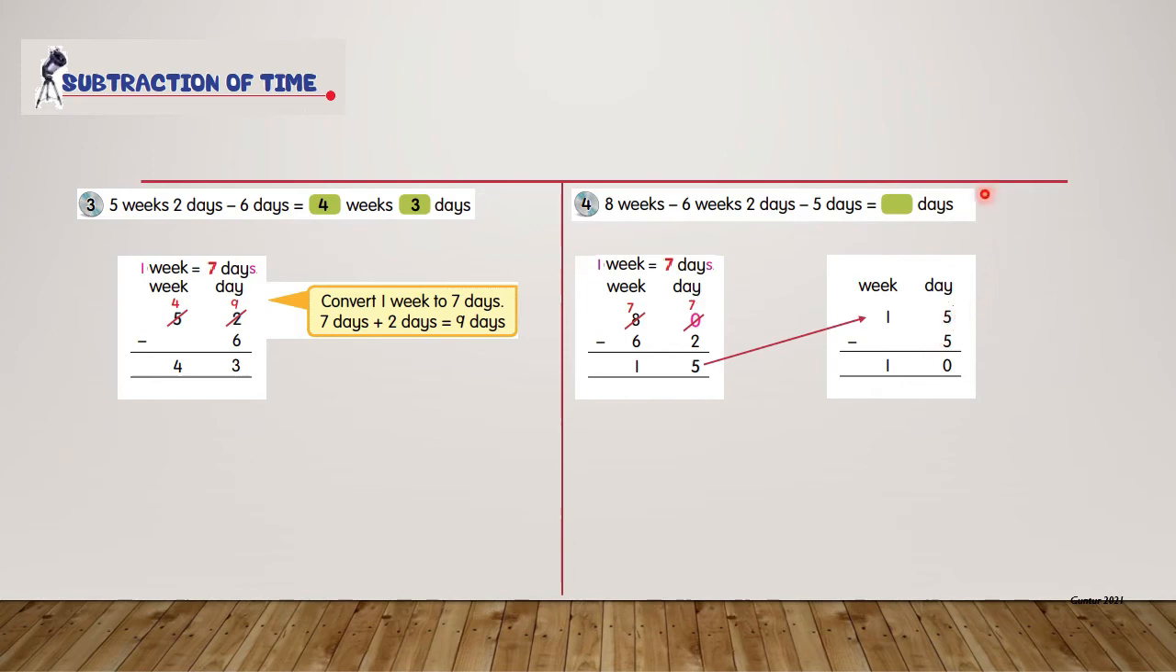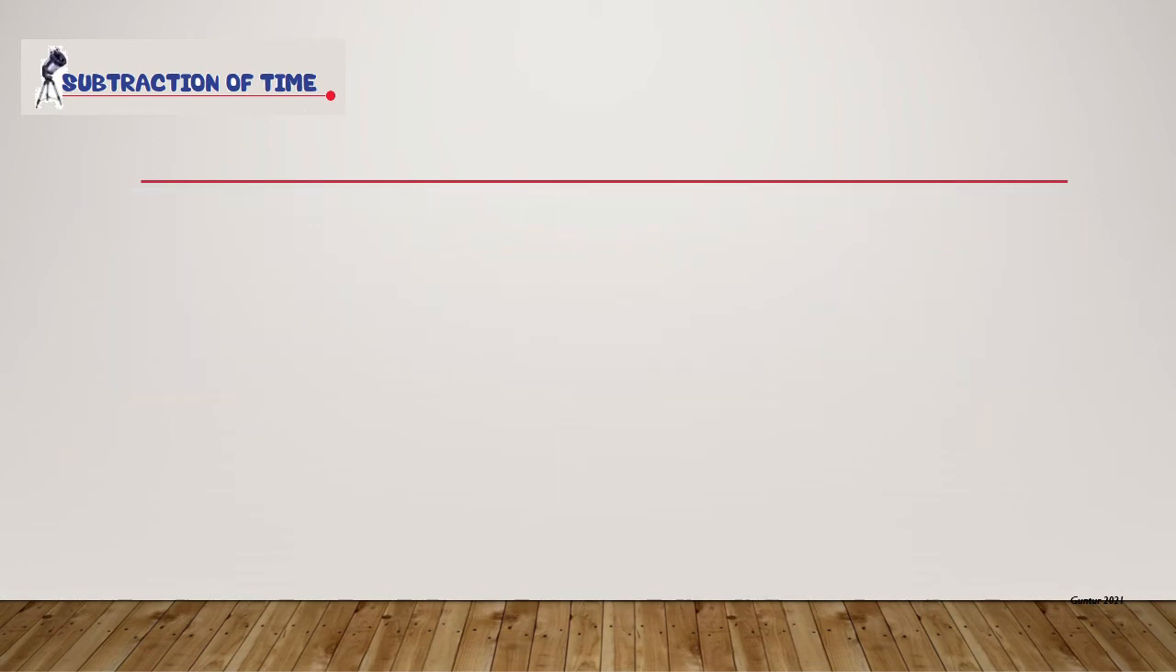But look back at the question. The answer is in days. As I stated before, 1 week equals 7 days. So the answer 1 week is 7 days. So the answer for this question, 8 weeks subtract by 6 weeks 2 days and subtract by 5 days, is equal to 7 days. Okay, we are going to the next slide.